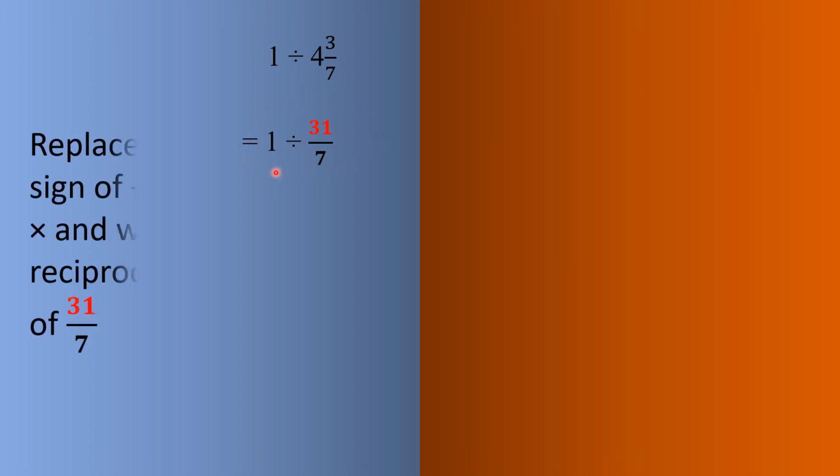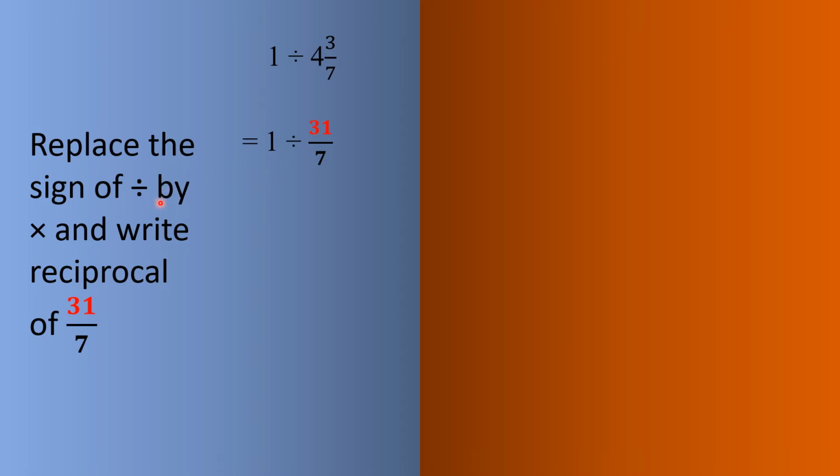Next question is this. 1 divided by 4 and 3 by 7. Here 1 is a whole number, and 4 and 3 by 7 is a mixed number. Whenever there is a mixed number in your question, convert that mixed number into improper first. That will be your first step always. So we will write like this: 1 divided by, 7 fours are 28 plus 3, 31 by 7, is the improper fraction for this. Now it is your question of division.